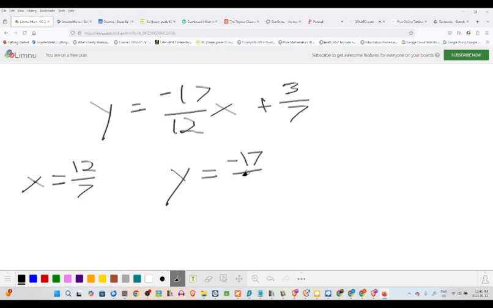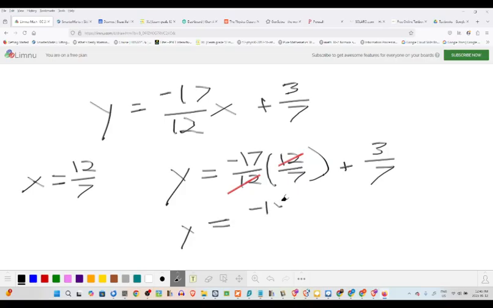if we have negative 17 over 12 times 12 over 7 plus 3 over 7, now our 12s cancel, and we have a negative 17 and 3 in our numerators over a common denominator of 7. So that gives us y is negative 14 over 7. I did that just to build the common denominator. I didn't realize the random generation meant that actually simplifies to negative 2.